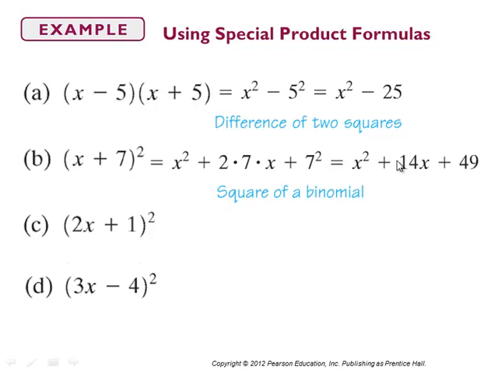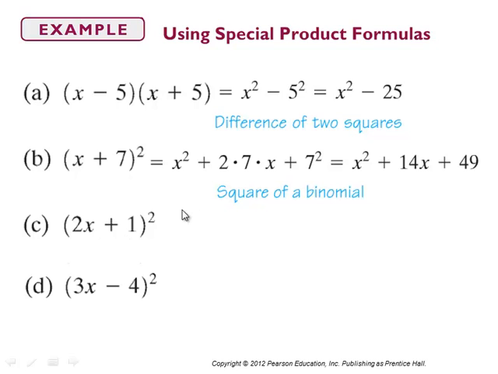So there's that special form of a perfect square, where you have x squared here and a 7 squared there, and you should have a 2 times 7 times x here in the middle, in order for this to be the square of a binomial.